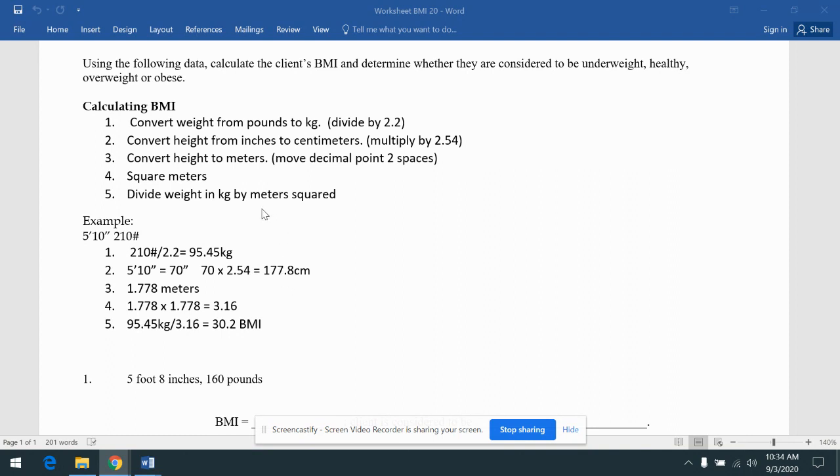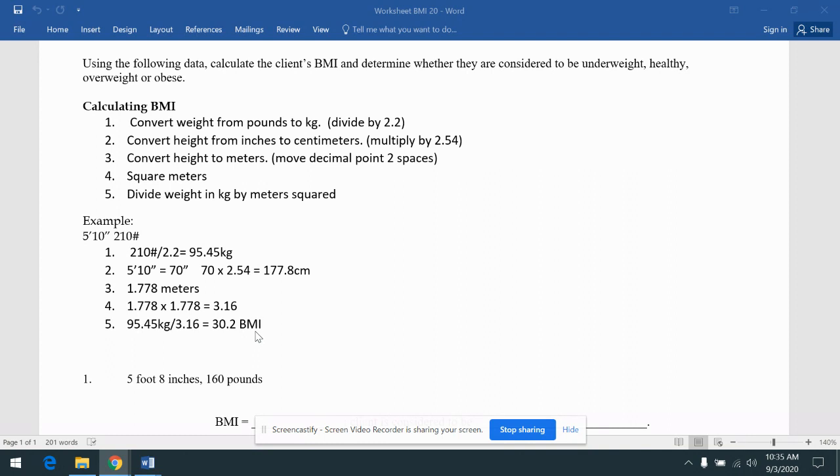Now we're going to move that decimal point 2 spaces to the left, and we get 1.778 meters. Okay, we're going to take that number and square it, so multiply by itself. So 1.778 times 1.778 equals 3.16. Now we're going to take that first step, our weight in kilograms, and put it over the 3.16 to get a 30.2 body mass index.